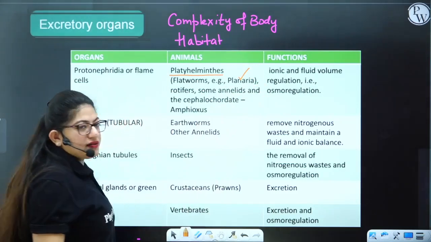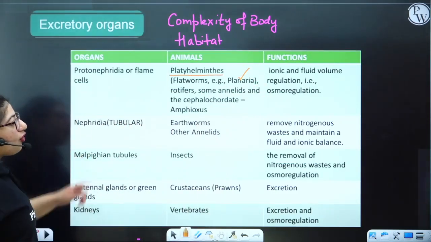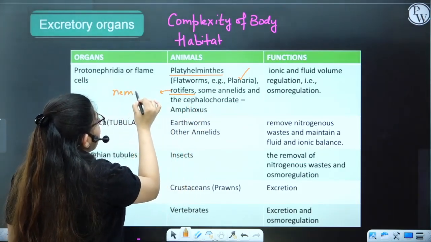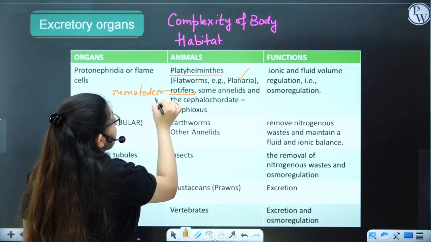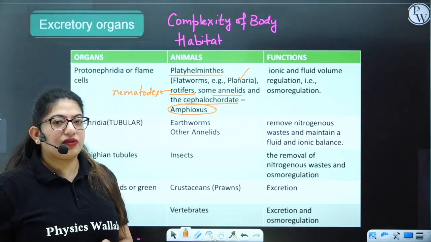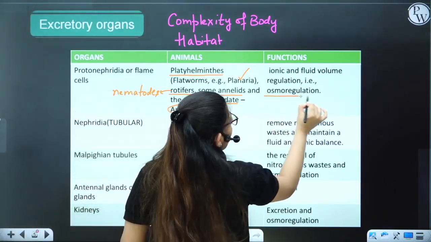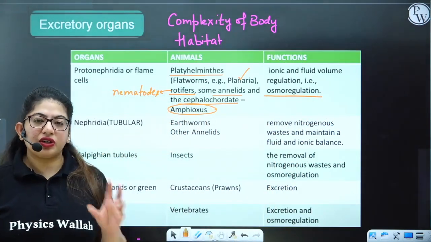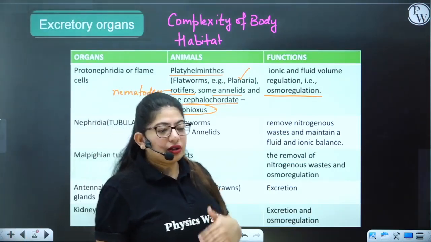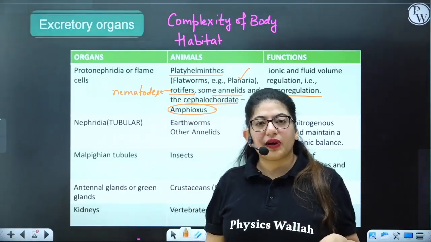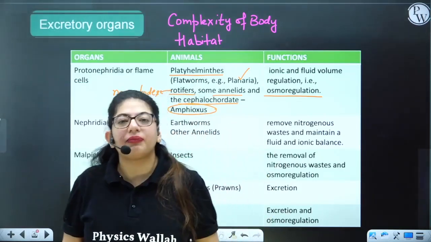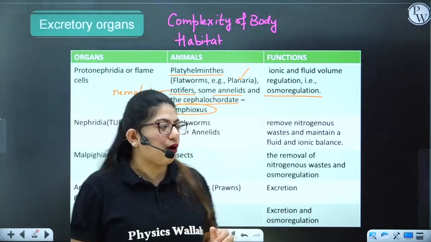Example, planaria. So you have seen planaria, right? Yes. And it is also found in rotifers. They are a type of aschelminthes. Also in annelids and cephalochordates, for example amphioxus. What is the function of this organ? This organ helps in osmoregulation. It's an excretory organ, but the major function of this organ is to maintain the fluid, water and ion balance. What is osmoregulation? The maintenance of the ion and water balance, the salt and water balance in the body, right?